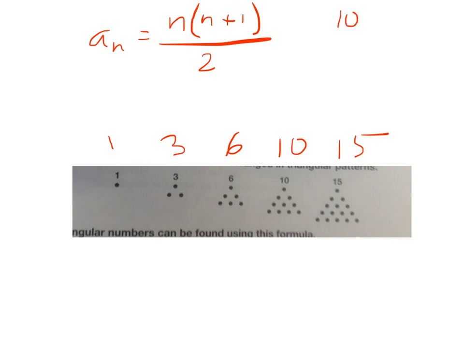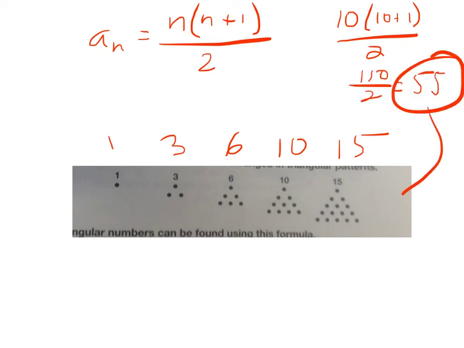So we can put in a 10 times 10 plus 1, divided by 2. 10 plus 1 will be 11. 11 times 10 will be 110, divided by 2 will equal 55. So the 10th triangular number will be 55. You'll have 55 dots, and you'll be able to create a triangle for that.